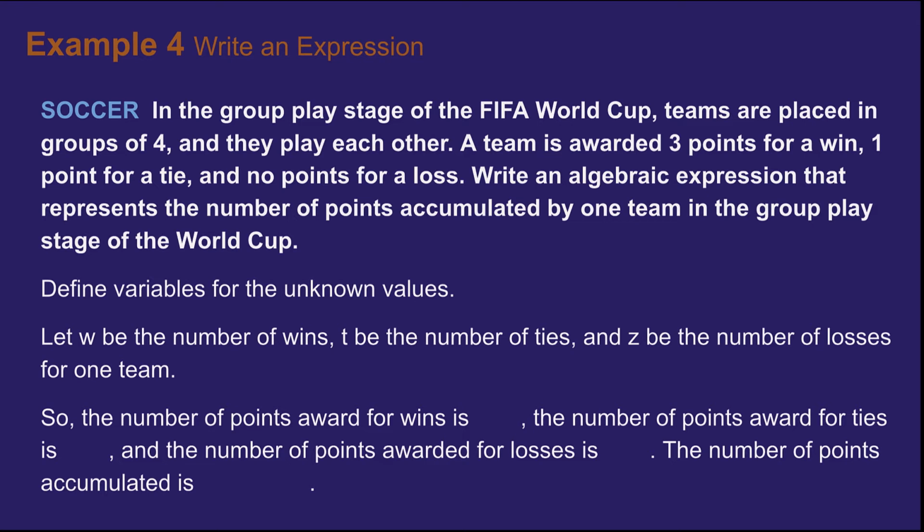So the number of points we award for wins is 3. The number of points awarded for ties is 1. And the number of points for losses is 0. So if we're thinking in terms of our variables, we're going to add the wins, the ties, and the losses together.